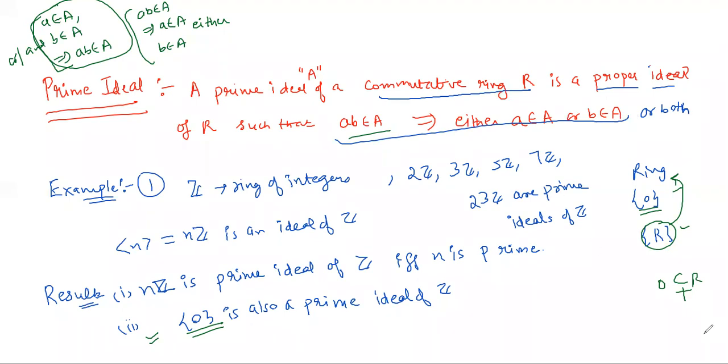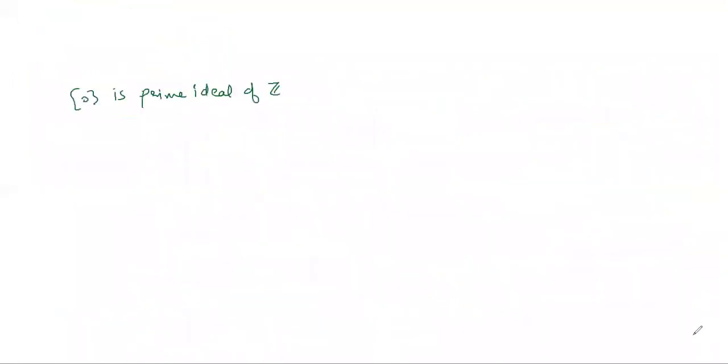Okay, so let me just prove this one first. 0 is a prime ideal of Z. So 0 is a prime ideal of Z. This is what I want to show. So I already know that 0 is a proper ideal of Z. Only thing I need to show is that the product of two elements belong there.